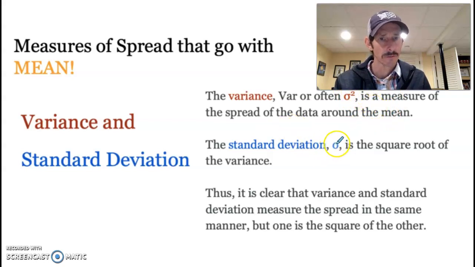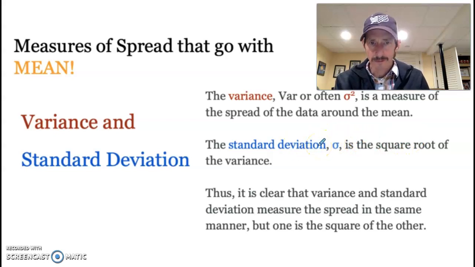And the standard deviation, which is, you notice, just visibly different. The only difference is this has a square, this does not. And that's because the standard deviation is the square root of the variance. Therefore, the variance and standard deviation do indeed measure the spread. One is squaring, the other is not, and they are the spread around the actual average. So that's why they go with the mean.